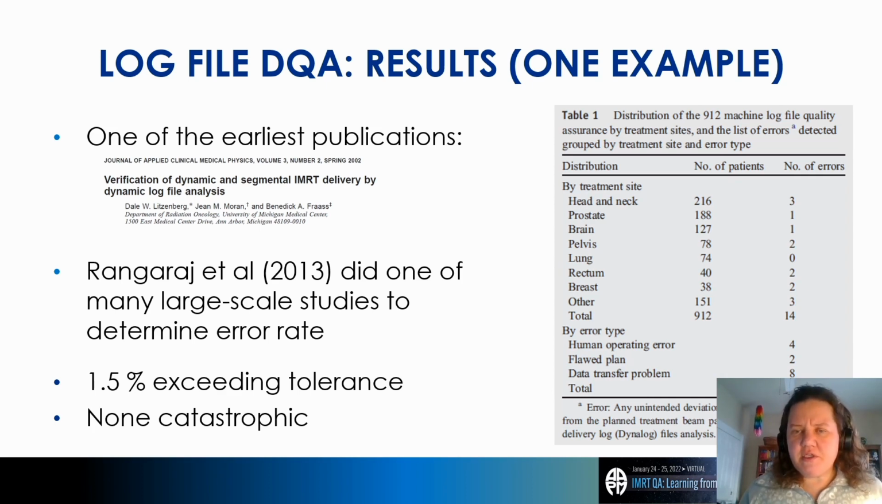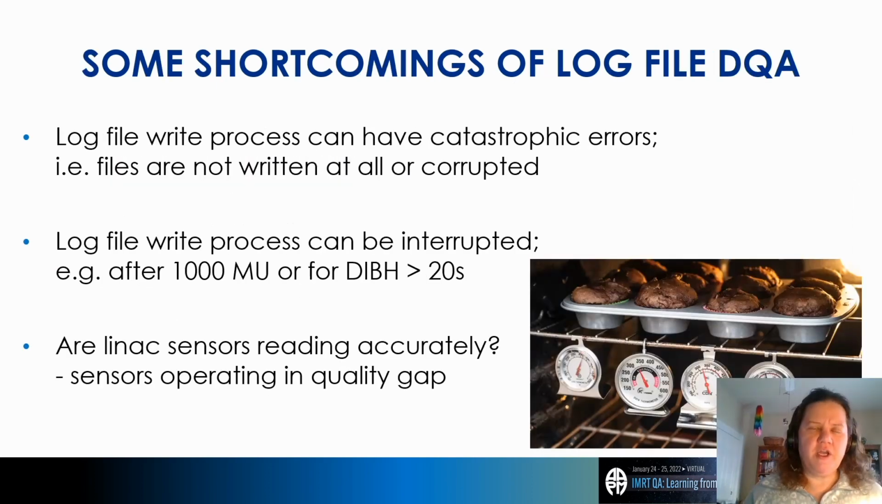And they also did an analysis of where these deviations originated from. And a lot of them were actually data transfer problems. So there are some shortcomings of log file DQA. The log file write process can have catastrophic errors. For example, files are just not written at all or are corrupted. The log file process can also be interrupted.